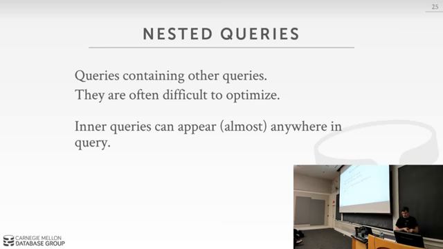So the first thing we want to talk about is nested queries. The way to think about a nested query is basically allowing you to specify queries inside of queries, right? And you can take the output of one query and use that as the input of another query, right? So think of a simple example like this.